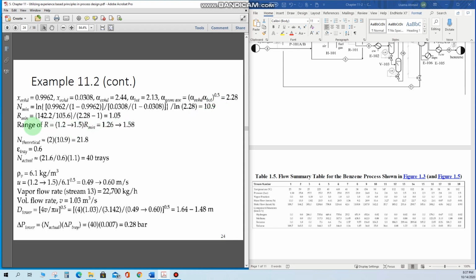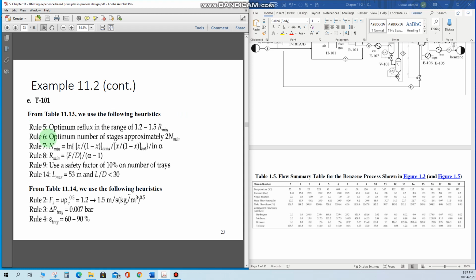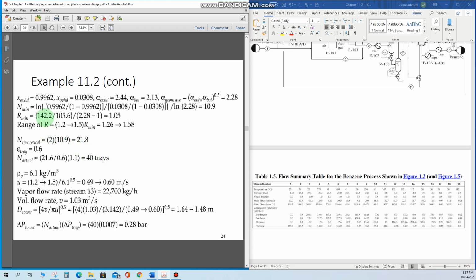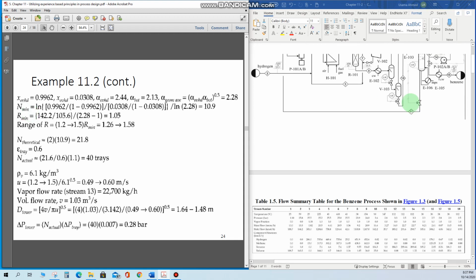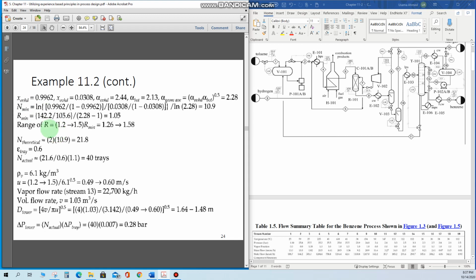Now we have to calculate what the minimum reflux should be. To get the minimum reflux, we have to get the value for the feed stream and the distillate stream, divided by alpha minus 1. The feed stream is 142. This one basically represents maybe the stream number 10. So feed stream 142, stream number 10, divided by the distillate stream, which is basically stream number 15, representing the benzene here, and divided by alpha 2.28 minus 1. So our minimum reflux ratio will be 1.05.